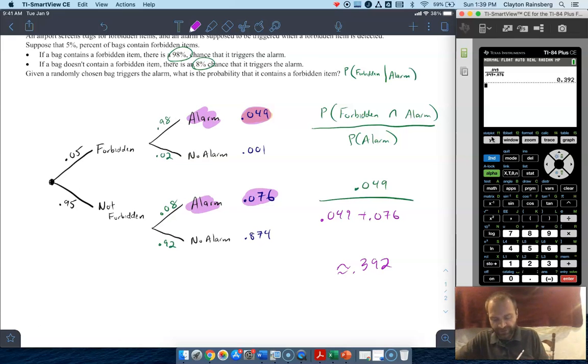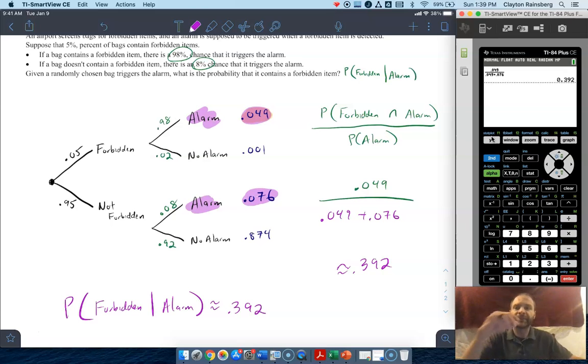So what is the probability that you have a forbidden item given that the alarm goes off? It is approximately 0.392. Now, isn't that interesting? And again, we had this discussion at the end of the previous question. Given that the alarm sounds, the probability that a forbidden item is in the bag is 0.392. That's an interesting probability.